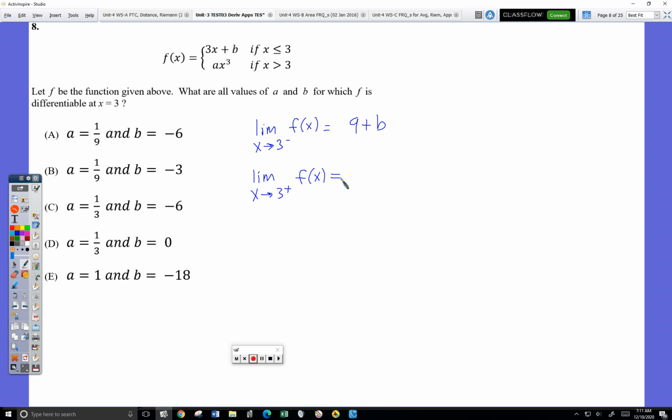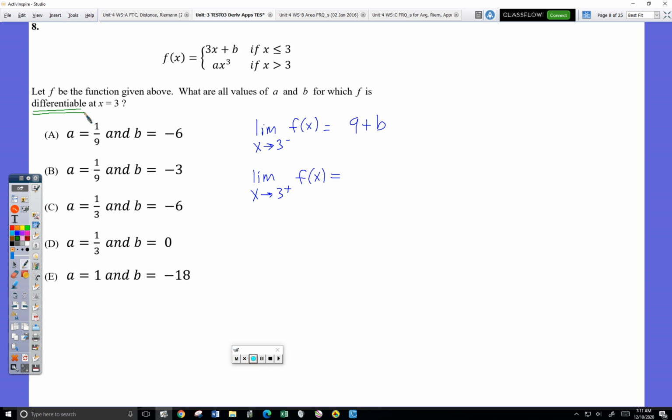In fact, what I do is, there tend to be what I call forward problems and reverse problems on the AP test. This is a reverse problem because they're telling you the function is differentiable, and then they're asking you to figure out A and B. The forward version of the problem would be show that the function is differentiable. And so that's where your memory has to say, oh yeah, that's right.